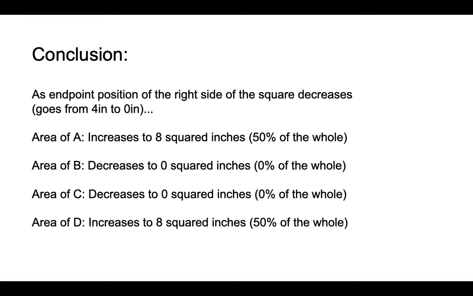In conclusion, as the endpoint position along the right side of the square decreases, going from 4 inches to 0 inches, the area of section A increases to 8 square inches, making up 50% of the whole square. This same thing happens to the area of section D. In contrast, the area of section B decreases to 0 inches squared, making up 0% of the whole. This same thing happens to the area of section C.